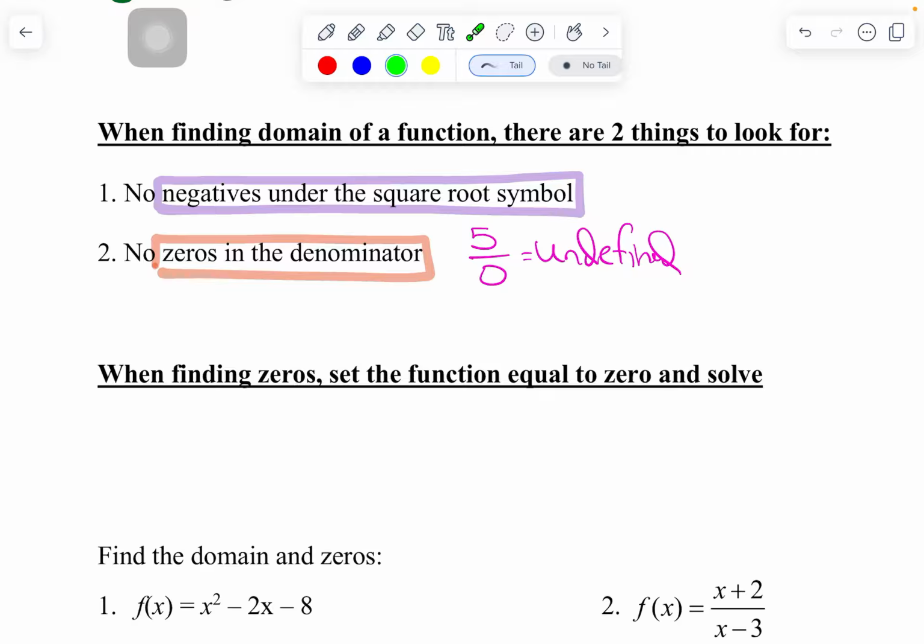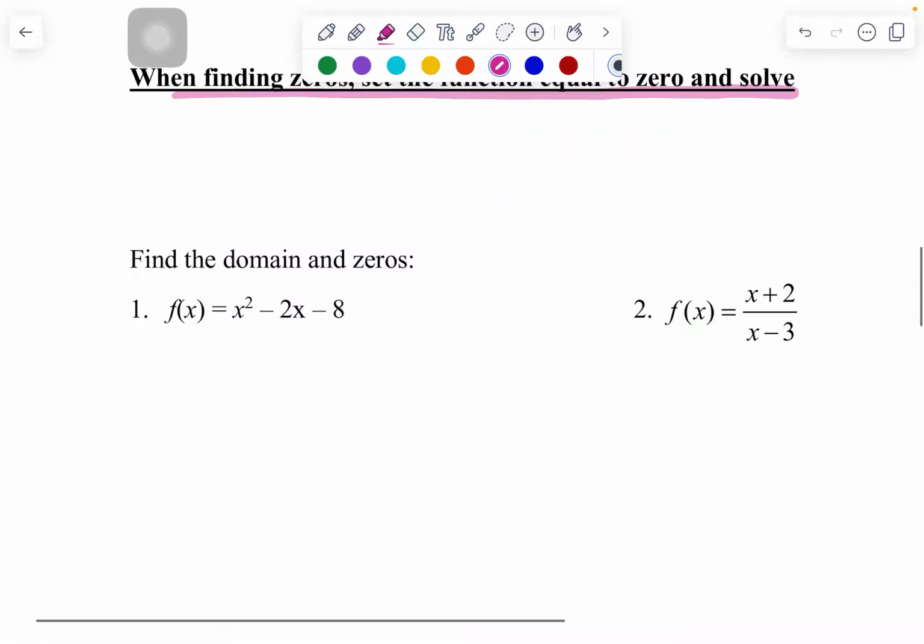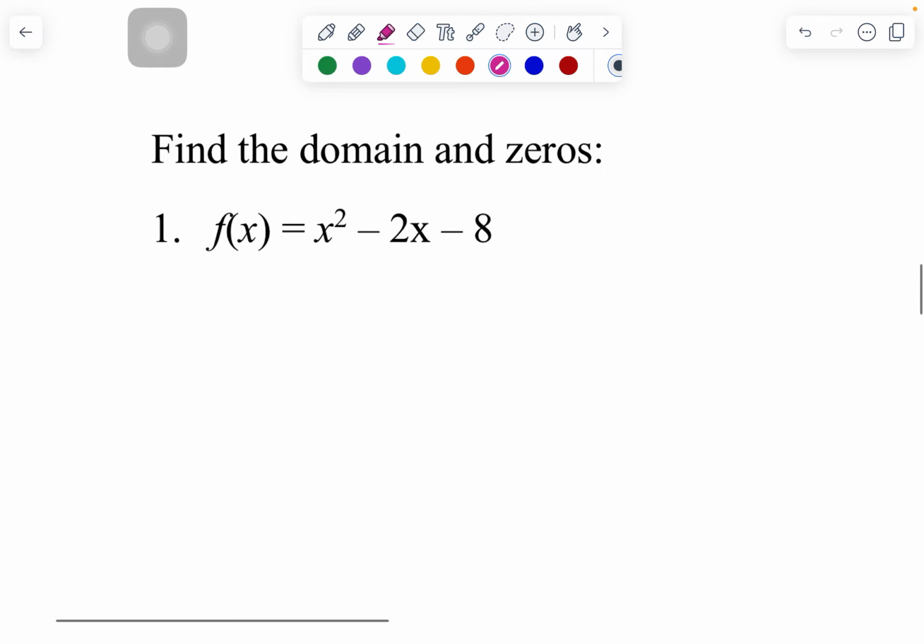Then the secondary part to this whole mess is we're going to be finding zeros, which we've been doing, so this should not come as a big shock or surprise. When finding zeros, set the function equal to 0 and solve. So we're going to do 2 things for each of these questions. Problem number 1 says to find the domain and the zeros. So let's start with domain.